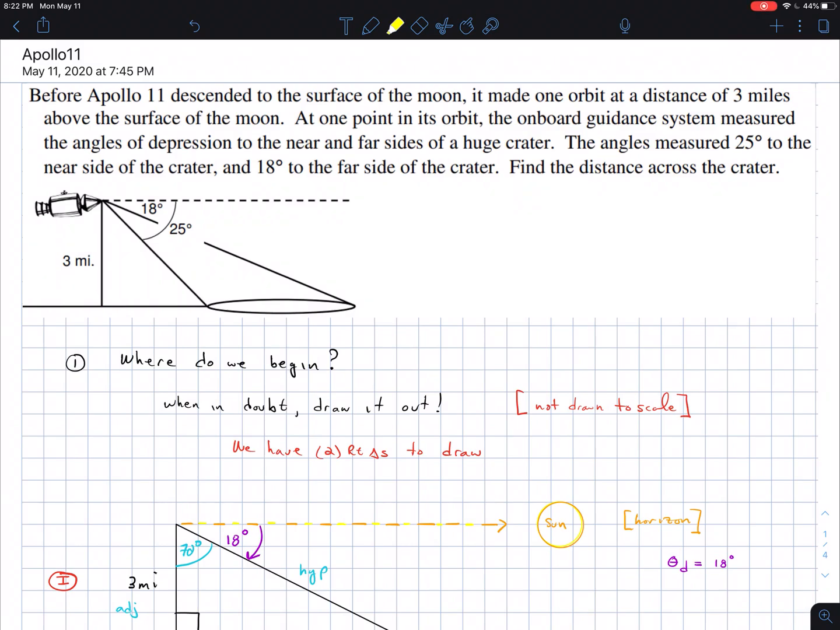Hey guys, let's have some fun with a word problem. The Apollo 11. Before Apollo 11 descended to the surface of the moon, it made one orbit at a distance of 3 miles above the surface of the moon.